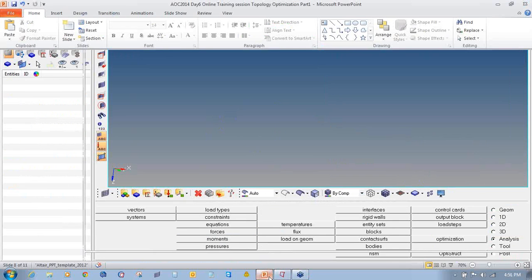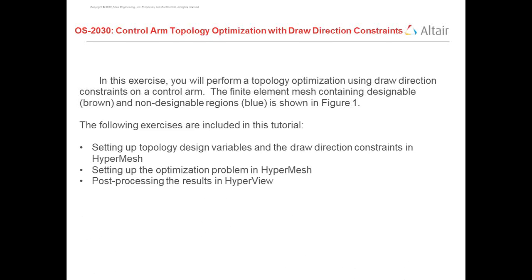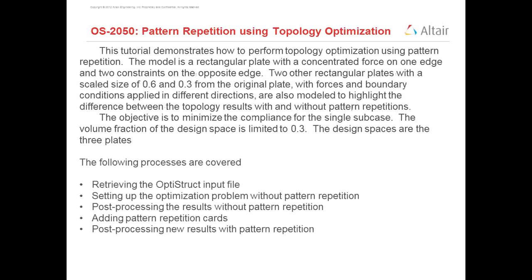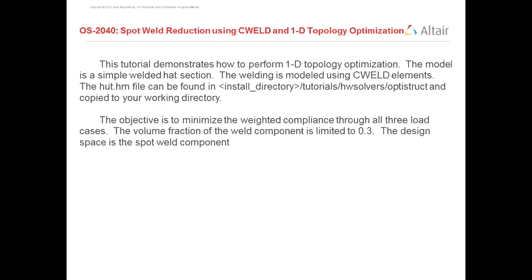Now let's move to the next tutorial, that is spot weld reduction using CWELD and 1D topology optimization. This tutorial demonstrates how to perform 1D topology optimization. The model is a simple welded hat section. The welding is modeled using CWELD elements. The hat.hm file can be found in the installation directory, as given in the path.